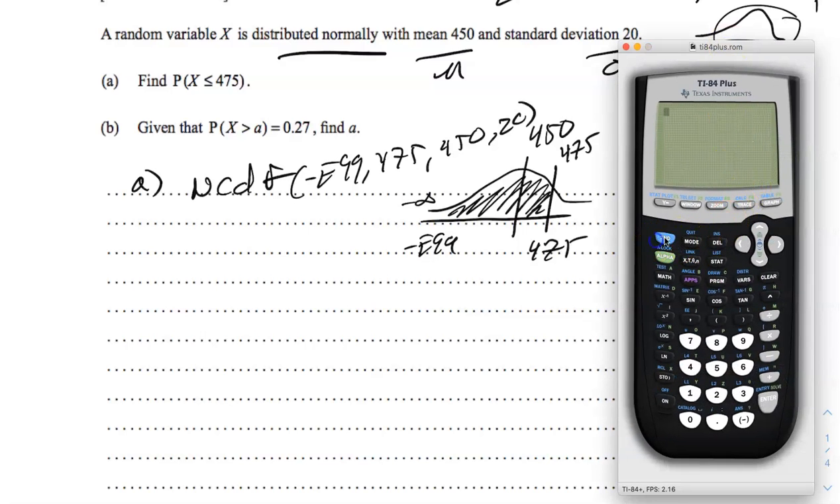So second distribution, normal CDF, negative E99 to 475, mean is 450, and standard deviation is 20. So you get 0.89435. Remember, 3 digits fixed, so 0.894. So there we go.